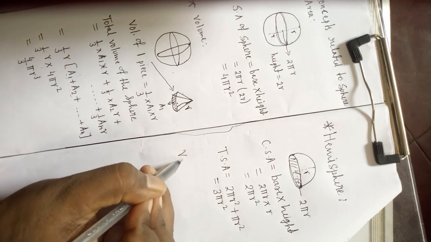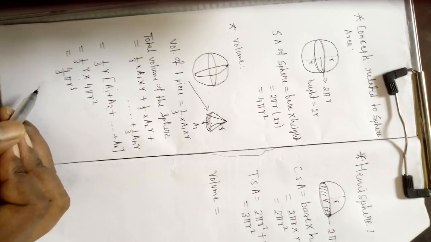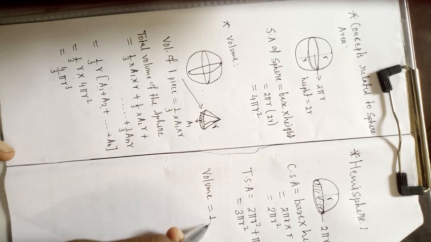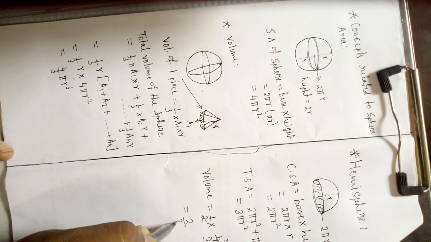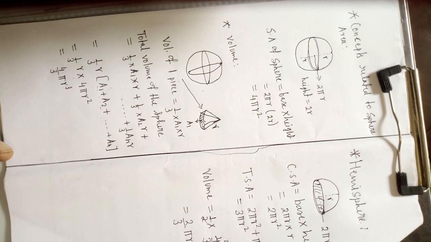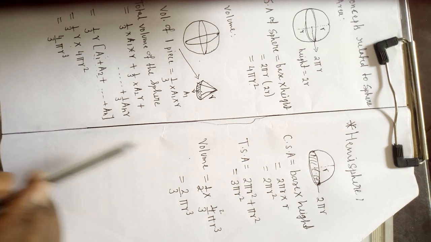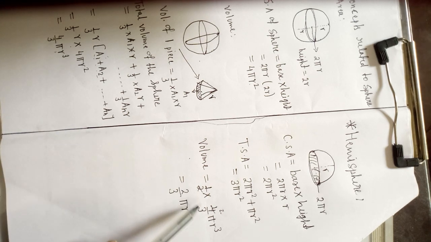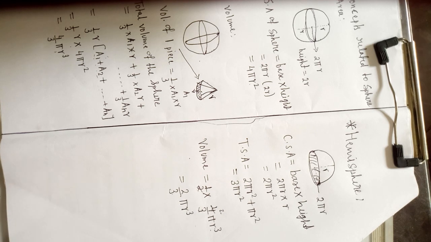And when it comes to volume, the volume will be exactly half of the volume of the complete sphere, which is 4 by 3 pi r cube. So in this case the volume of hemisphere will be half into 4 by 3 pi r cube. So these two 2s cancel, and we get 2 by 3 pi r cube. I hope it is clear to you all. I repeat, the volume will be exactly half of 4 by 3 pi r cube, which can be expressed as 2 by 3 pi r cube. I hope this is clear.